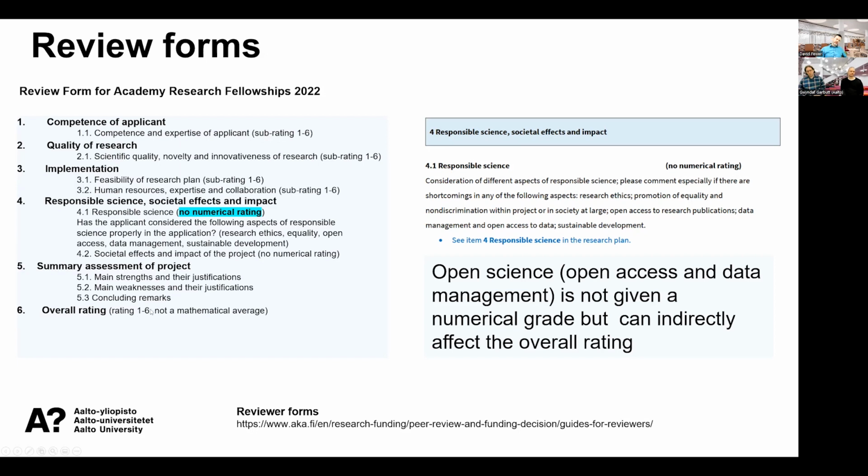Then the reviewers are asked to make an overall rating for your proposal from 1 to 6 also. And be aware that this overall rating is not a mathematical average of sections 1 to 3 here. And it's likely and possible that the numerical grade that you receive in the end is indirectly influenced by open science considerations. Okay, and here is a link to the reviewer forms on the Academy's webpage.